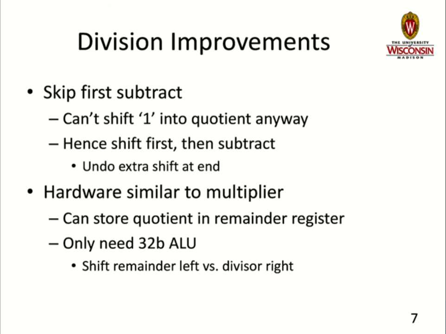There's a few straightforward improvements that we can apply to this simple divider. First of all, we can skip the first subtract because we know we can't shift a 1 into the quotient in that case anyway. So we'll shift first, then do the subtraction, and then finally when we're all done at the end, we'll undo the extra shift. The hardware ends up looking remarkably similar to the multiplier, and a good strategy for a low-cost implementation that does both multiplication and division would be to share the data path hardware for both cases.